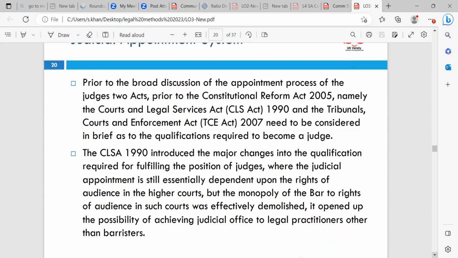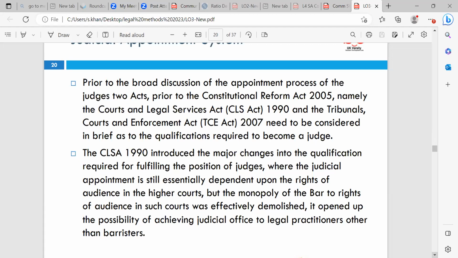The judicial appointment system. Prior to the broad discussion of the appointment process under the Constitutional Reform Act 2005, two acts, namely the Courts and Legal Services Act 1990 and the Tribunals, Courts and Enforcement Act 2007, need to be considered briefly as regards the qualifications required to become a judge.